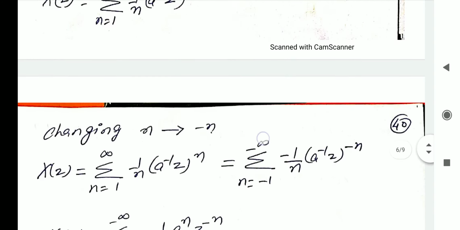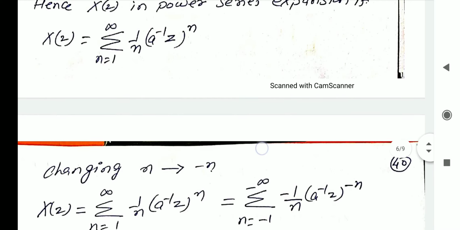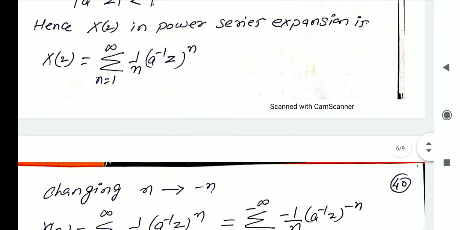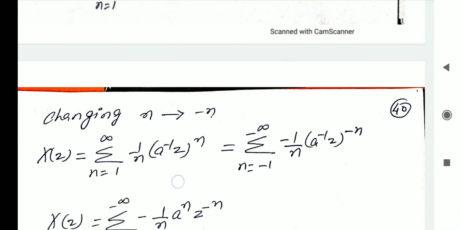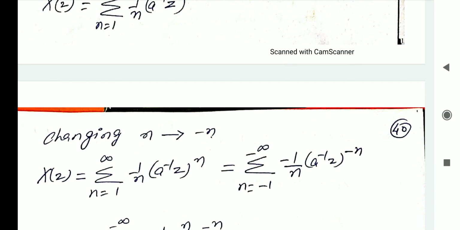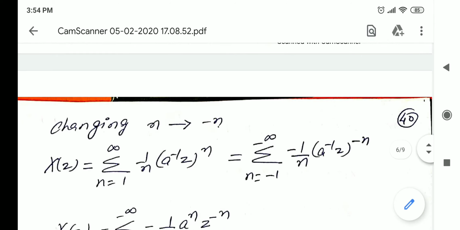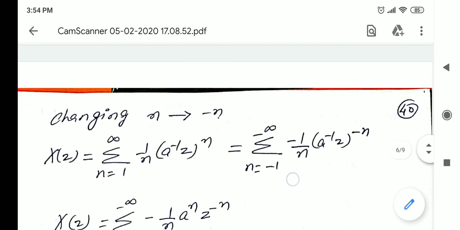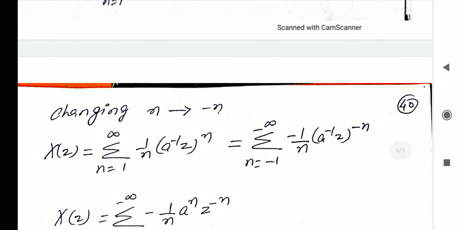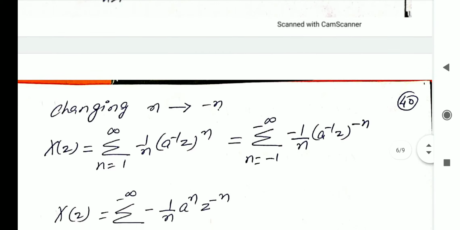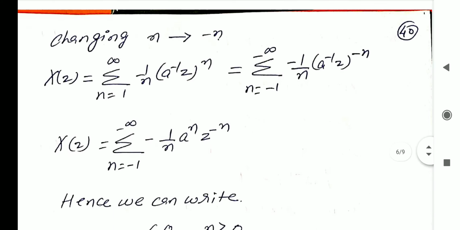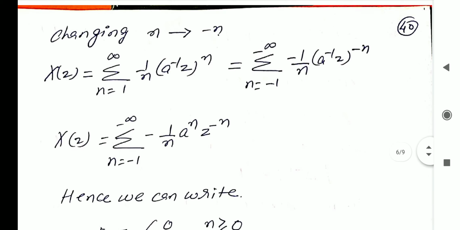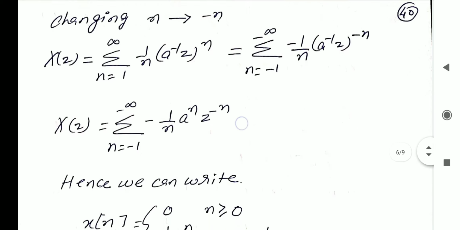Now this can further be changed, here we need to change the value of n to minus n. So x of z is summation n equals 1 to infinity 1 by n a to the power minus 1 z, because we want z to the negative powers. That is the only reason that we are changing n to minus n. So here the summation limits become n equals minus 1 to minus infinity, and this becomes minus 1 by n, a to the power minus 1 z whole power minus n. Now this can be written as x of z equals summation n equals minus 1 to minus infinity of minus 1 by n a to the power n z to the power minus n.